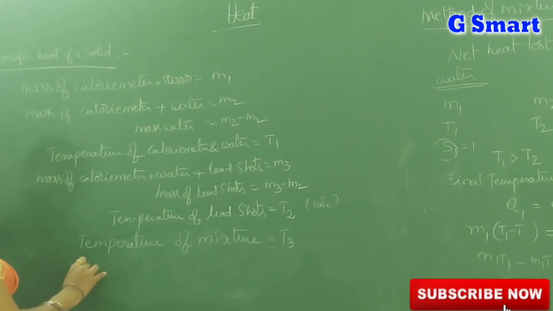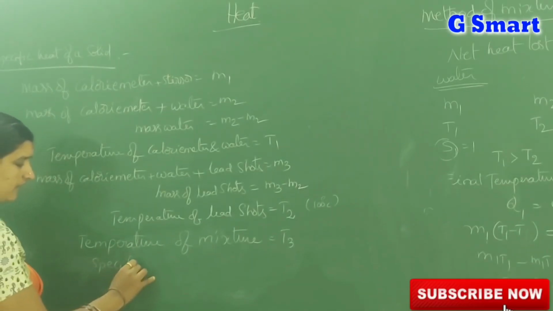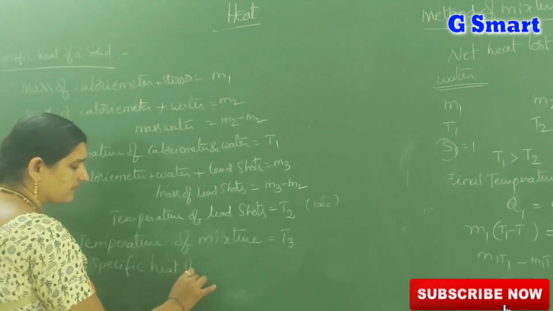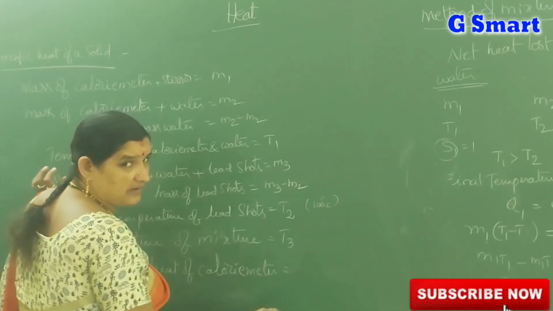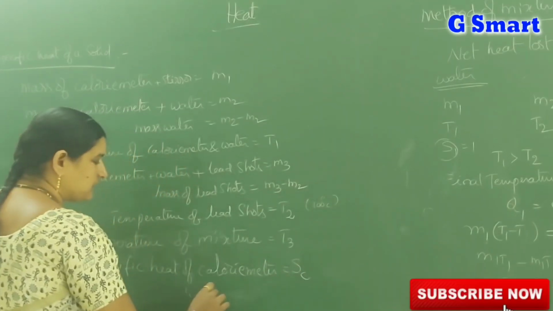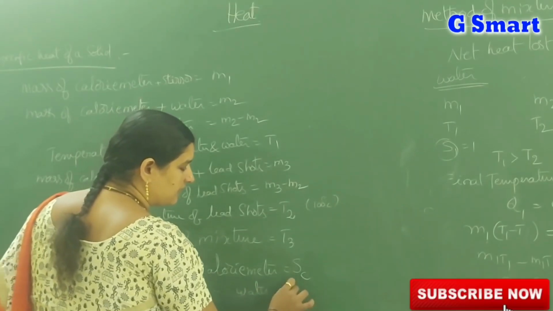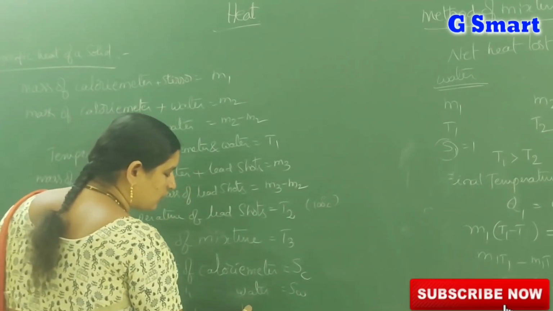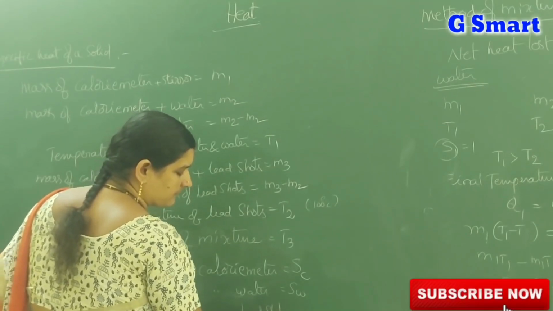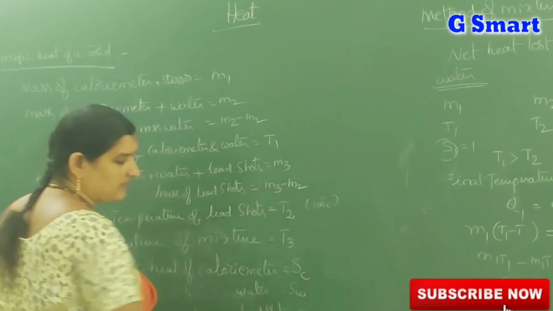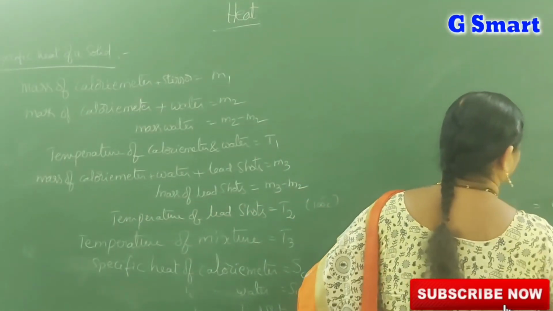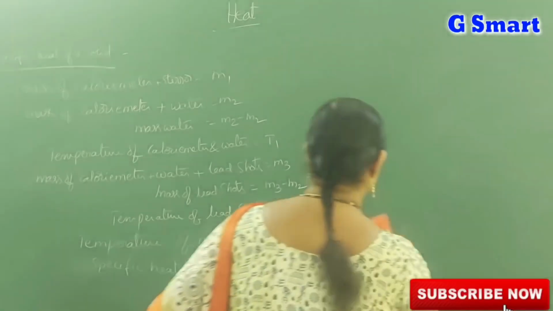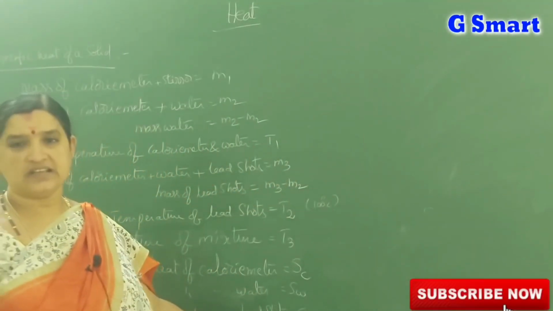Now, according to the method of mixtures, let us take the specific heat of calorimeter. Specific heat of calorimeter is equal to SC. Specific heat of water is equal to SW. Specific heat of lead shots is equal to SL. We have to calculate SL only, the specific heat of lead shots SL.